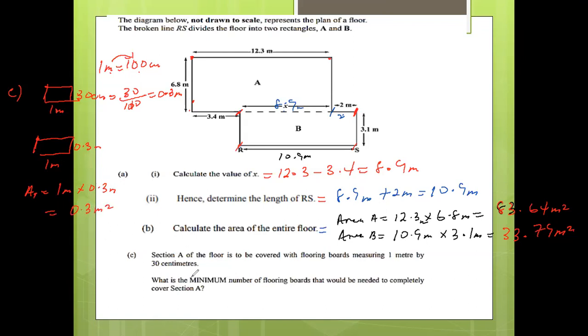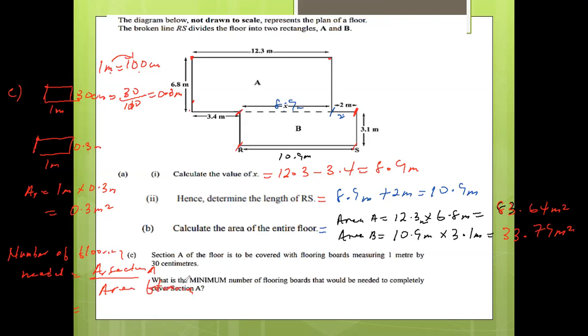Now, they ask the question, what is the minimum number of flooring boards needed to complete section A? What is the minimum, right? Flooring boards, similar to the one we did before, right? So the number of flooring boards needed is going to be the area of section A divided by the area of the one flooring board.